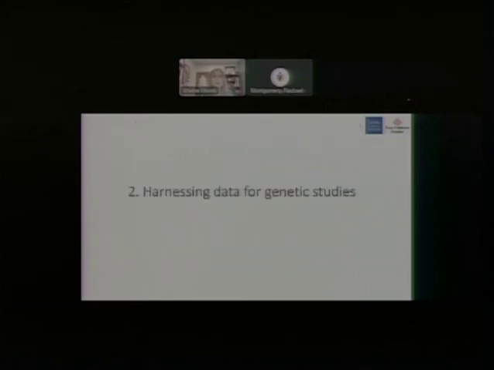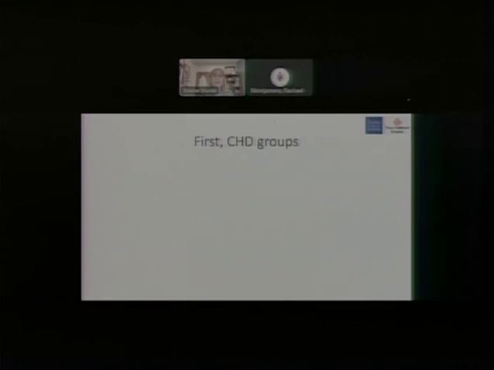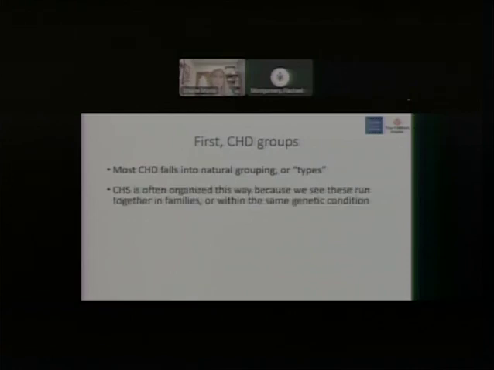Oh, sorry, one other thing I forgot to mention. So also harnessing these data for genetic studies. CHD is divided into different groups, or the way we define them, into etiology groups. So most of them follow these natural types. So we think we organize these CHD lesions in these groups because they run together in families or with the same genetic condition. So we'll see a mother and a son with these related conditions. They're not the same CHD, but we know developmentally they're the same.